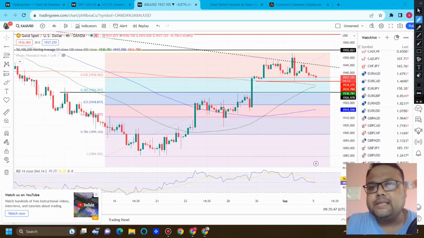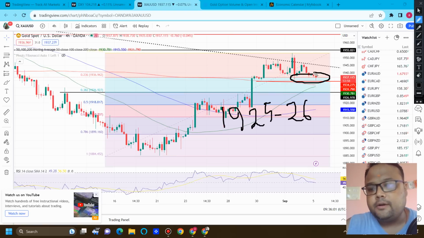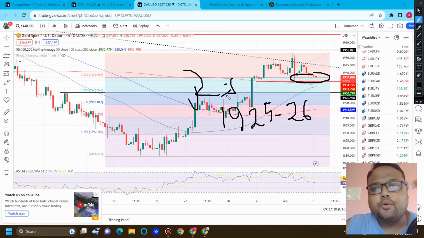The overall levels on the chart of gold have not changed at all. 1925-1926 still seems to be the best support on the chart of gold because we have the Fibonacci 38.2% retracement level, and we can see how beautifully the market is respecting Fibo here. Fibo 38.2 is a better level, so obviously we have higher expectations from the 1925-1926 level. Moreover, we also have previous resistance working as support here. If we combine both factors, 1925-26 seems to be the best support on the chart of gold right now.